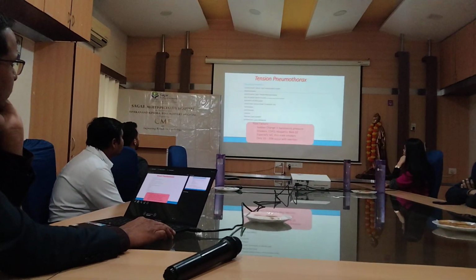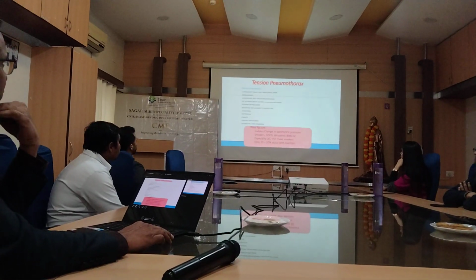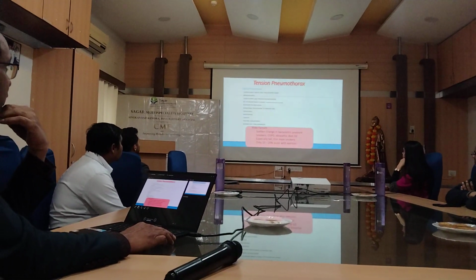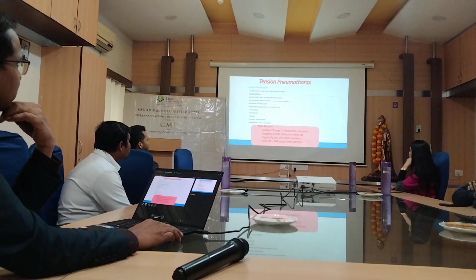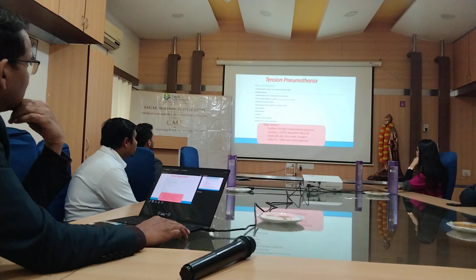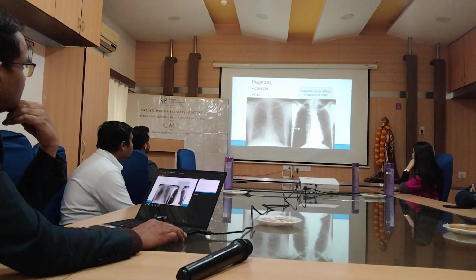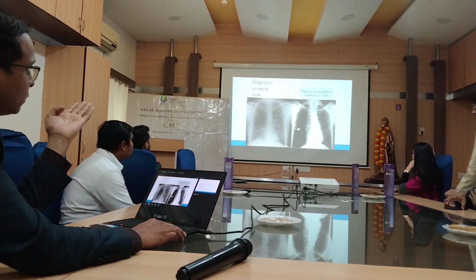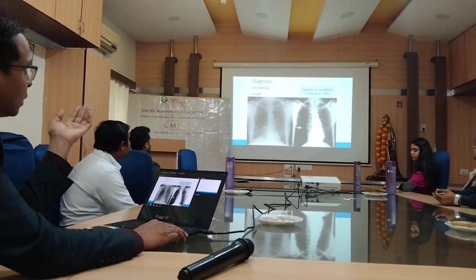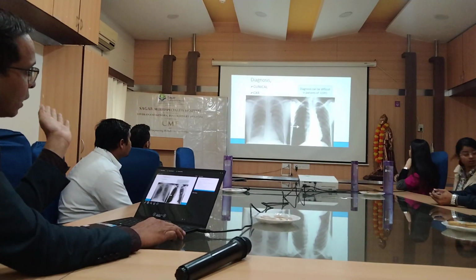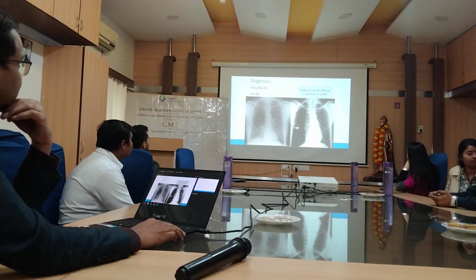Another important cause of acute chest pain is spontaneous tension pneumothorax. These patients also present with pain on one side of the chest and their main complaint is shortness of breath. And chest X-ray is diagnostic in these patients. We can see there is no bronchovascular marking on the right side of the chest, whereas the heart is shifted towards the left.